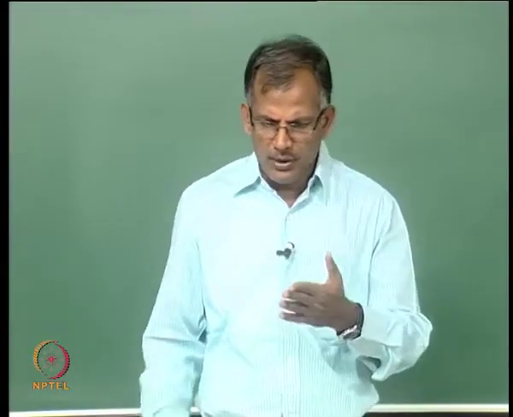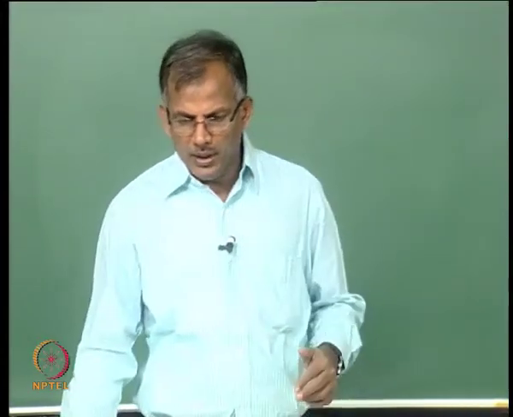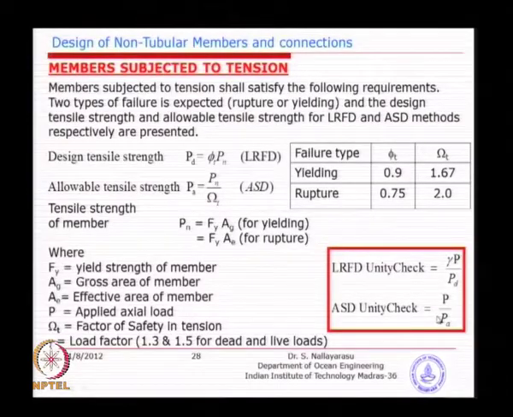So, yesterday we were looking at the members subjected to tension. As I emphasized yesterday, the difference between LRFD and ASD does not really exist. If you use 1.5 as a load factor divided by 0.9, which is the material factor, because the phi is at the bottom, 1.5 divided by 0.9 will also become 1.67. So you will see there is no big difference as long as consistent values are used.